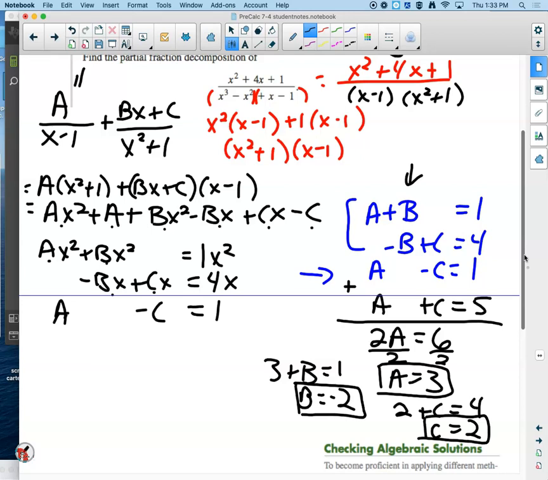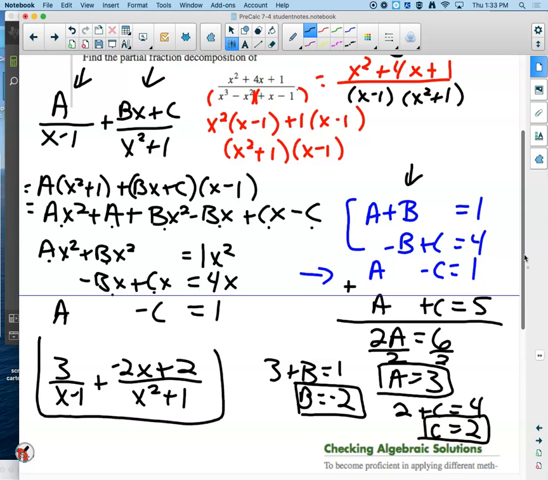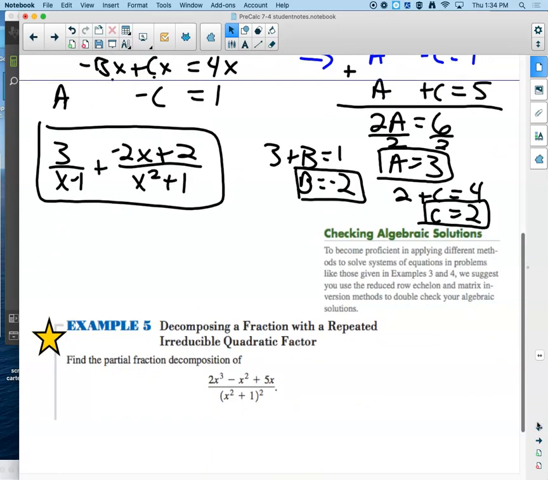And we'll go back and use our template that we had up here to write 3 over x minus 1 plus negative 2x plus 2 over x squared plus 1. So there is our partial fraction decomposition. And again, if this were on the portion of the test that said you could use a calculator, if you prefer to make a matrix out of those coefficients and our answers up there, you could do that. But it's faster for us to see the algebra, and obviously the points for the problem are going to come from the algebra. So that's the best thing to do.